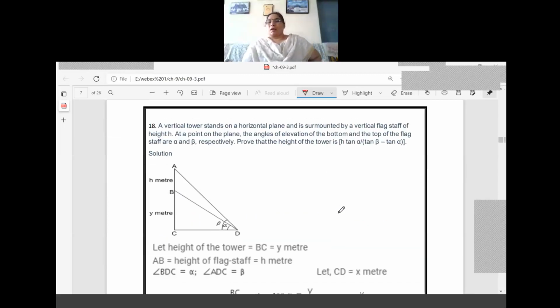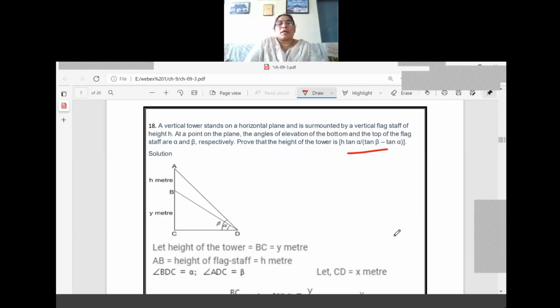Okay. A vertical tower stands on a horizontal plane and is surmounted by a vertical flagstaff of height h. At a point on the plane, the angle of elevation of the bottom and top of the flagstaff are alpha and beta respectively. Prove that the height of the tower is h tan alpha by tan beta minus tan alpha. This question we have already solved with the numericals. Here they have not given any numerical value. They have given the alphabets only, algebraic way only. So in terms of tan alpha and tan beta, we should get the answer.